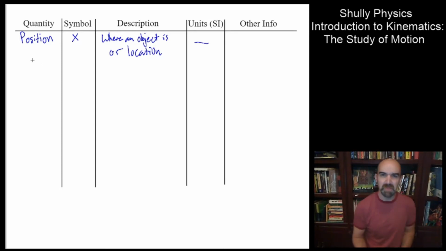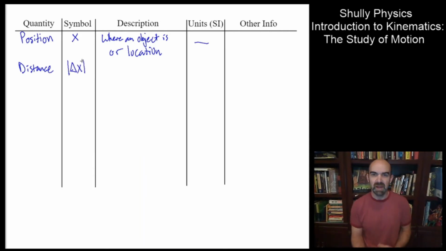So if we want to measure the change in position, instead of calling it a change in position, what can we call it? We call it distance. What's the distance traveled by an object? Distance. So this is a change in X. Now I'm going to put a couple of bars around it because this is a magnitude, really. How far is what this is describing? How far did something move? What is the distance traveled? How far did an object move? And the SI unit for that is m for meters.